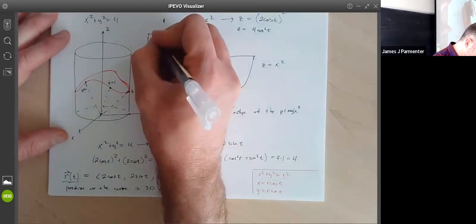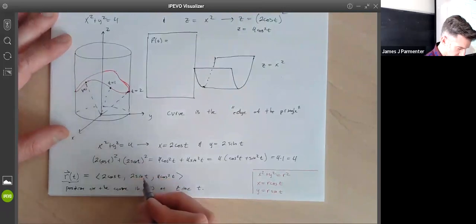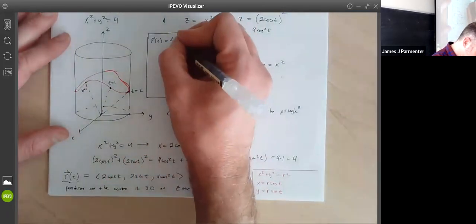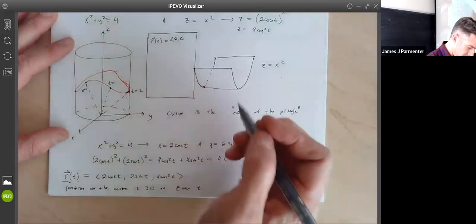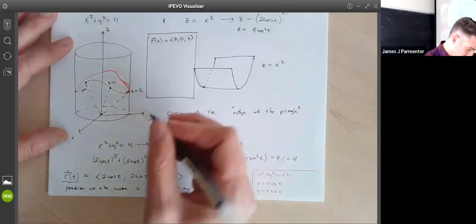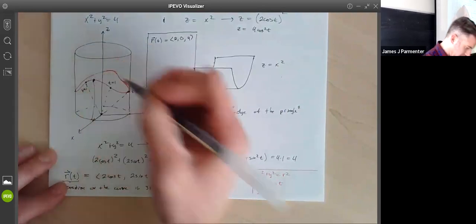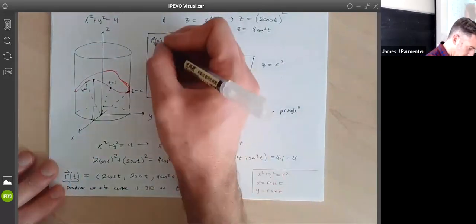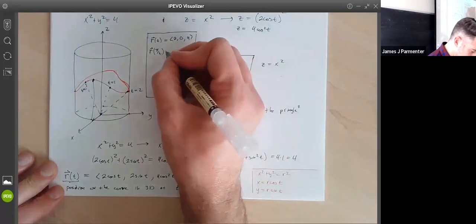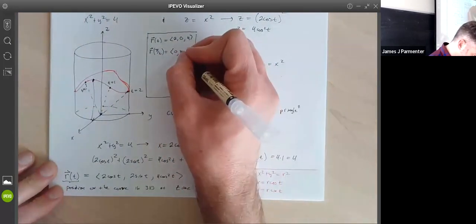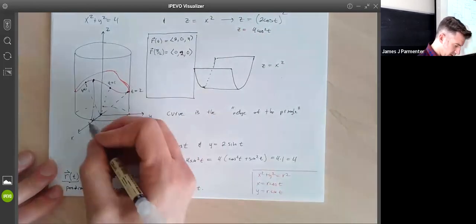So we can say that r of 0, so time equals 0, I'm going to get, well, cosine of 0 is 1, sine of 0 is 0. So I'm going to get the point 2 times 1, 0, 4. So I'm getting the point 2, 0, 4 right there. And then say at pi over 2, well, cosine of pi over 2 is 0. So I'm going to get the point 0, 2, 0, which would be like the point right over here.